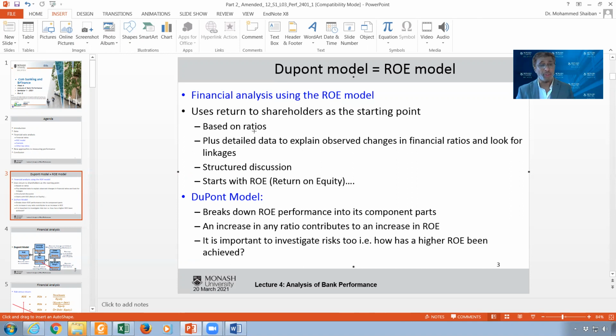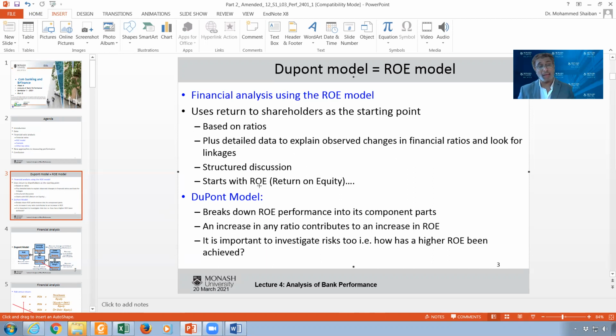Instead of having all those ratios in different categories and different areas which you cannot connect, the purpose of the DuPont model is a 3-factor model, which shows you where the ROE of the company is coming from. It's a function of 3 other ratios, and this is why we call it a 3-factor model. It can explain where the return on equity is coming from. It uses return to shareholders based on ratios, and brings detailed data to explain observed changes in financial ratios. Actually, all of this will bring a structured discussion.